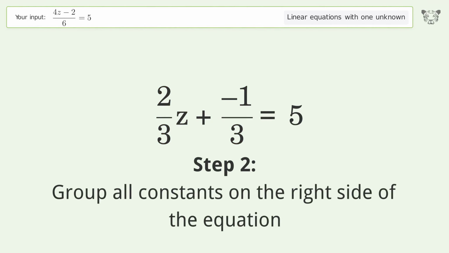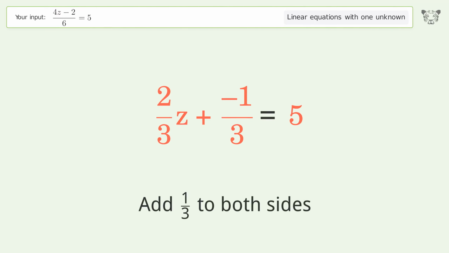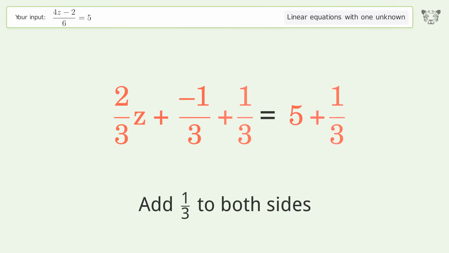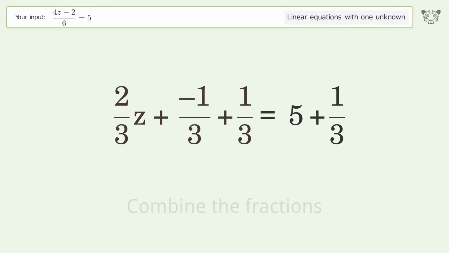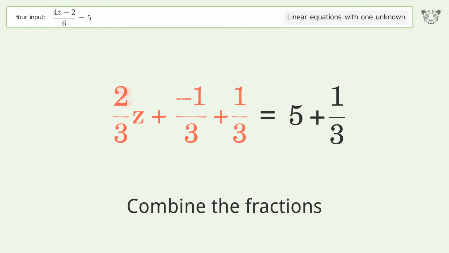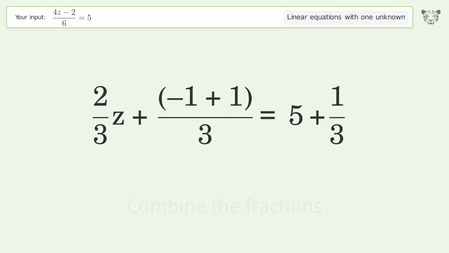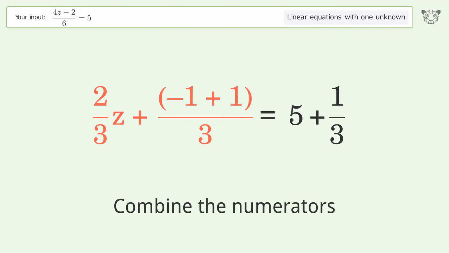Group all constants on the right side of the equation. Add 1/3 to both sides. Combine the fractions. Combine the numerators.